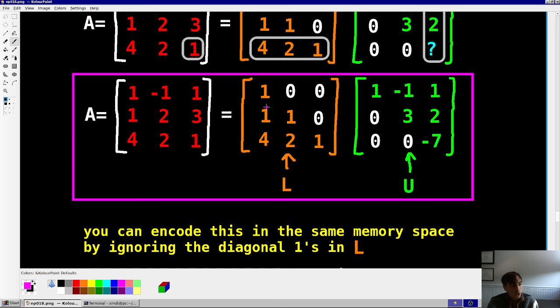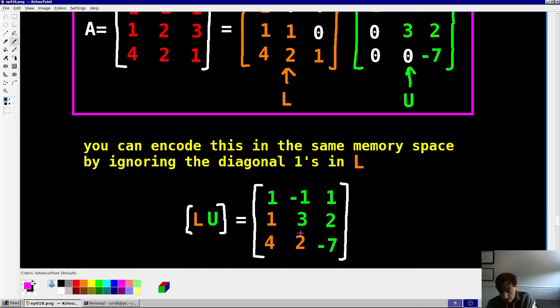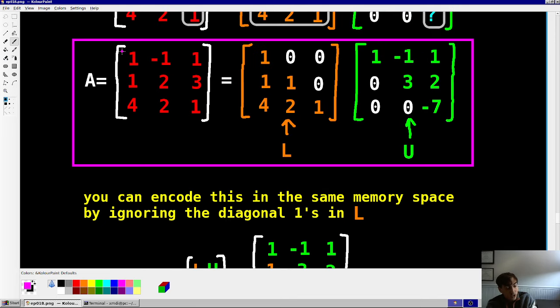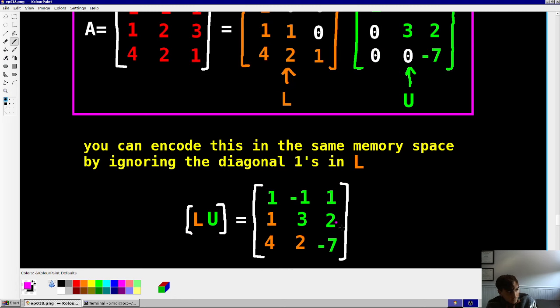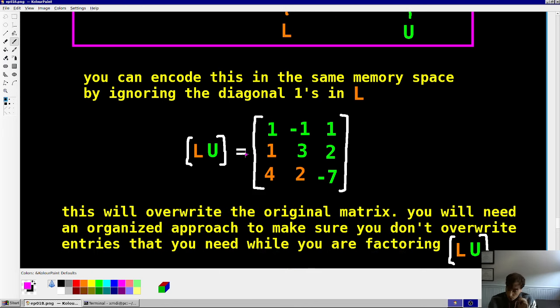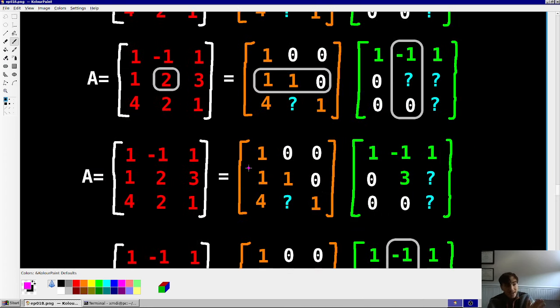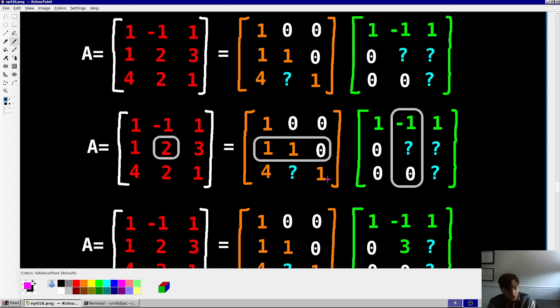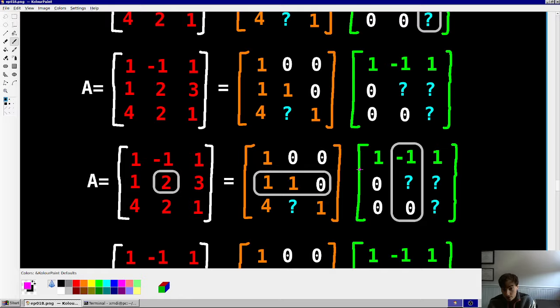In that case, you only have these elements and these elements to encode, because you know that these are all zeros, these are all zeros, and these are all ones. In that case, you can fit that entire construction into the original memory space. So you can basically replace A with the factorization of A, and embed those coefficients into the original memory space. That's the idea. However, if you're not organized about this, you might delete or overwrite things that you need. This approach that I did may not have been in the ideal order to preserve elements that we used.